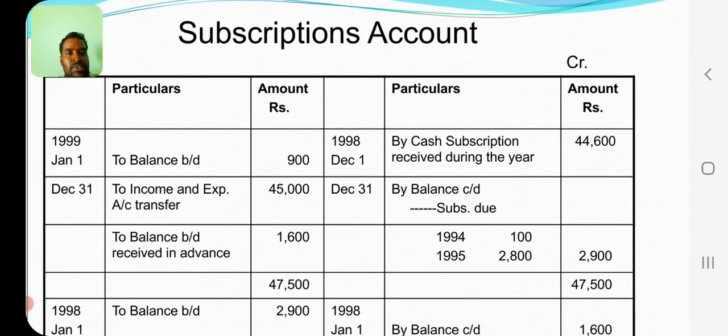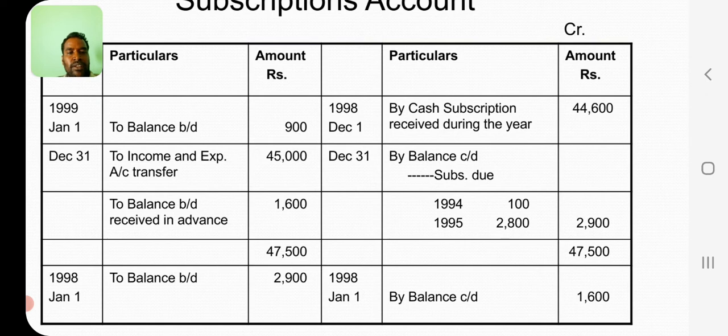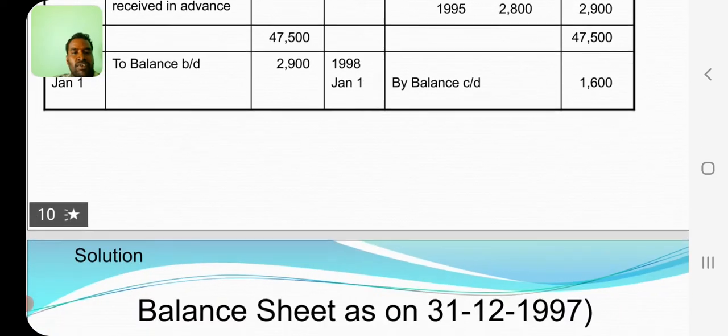See here, subscriptions account is the first one. Balance is 900, to income and expenditure transfer 45,000. Balance received in advance 1,800, 47,500. Cash subscription received during the year 44,600. Balance carried on due 9,400, 95, 2,800, total 2,900. So 1,600 is the net value. Okay.